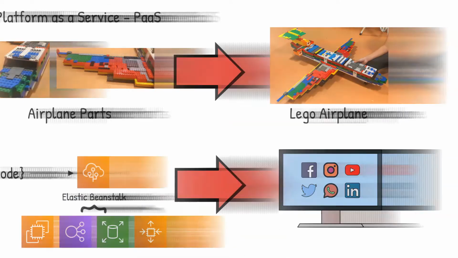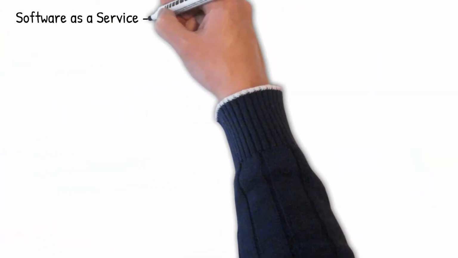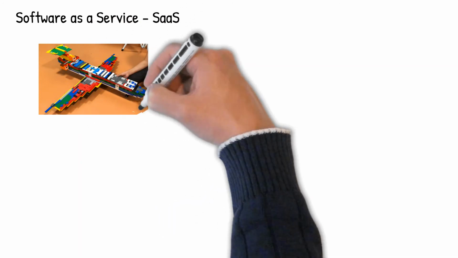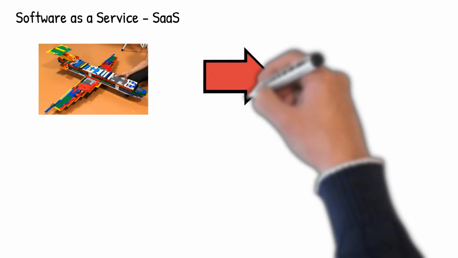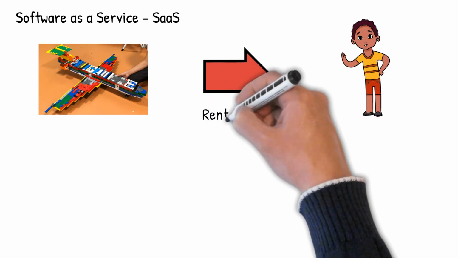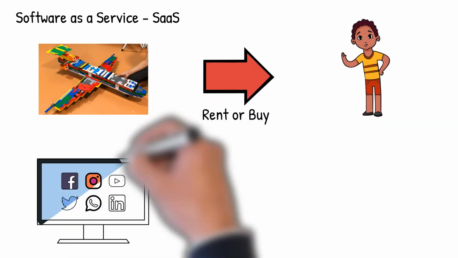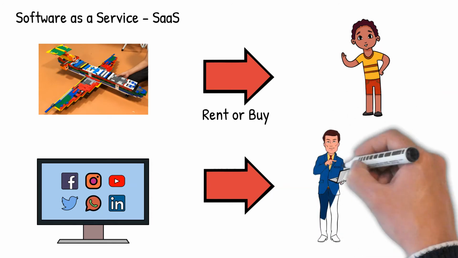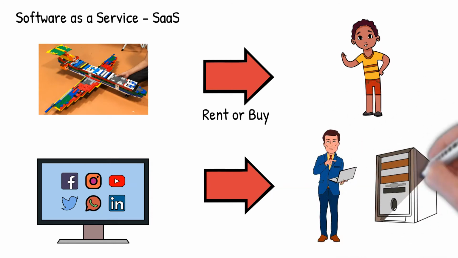The third one is software as a service. Going back to our airplane example, one approach is for someone else to build the Lego airplane for you. You then buy or rent it for your own use. Similarly, SaaS provides you with a complete product that is run and managed by the service provider. You use the product, often via the subscription-based model.